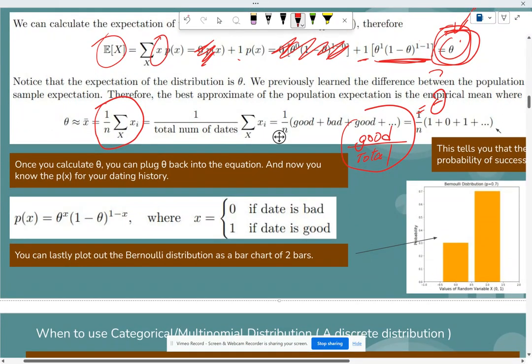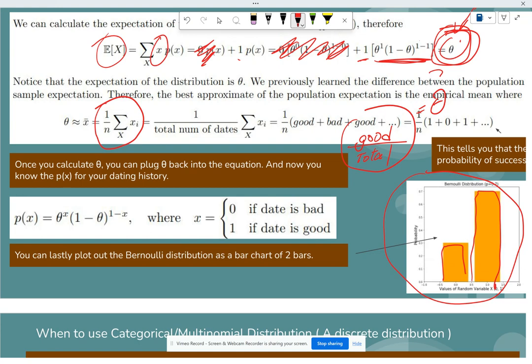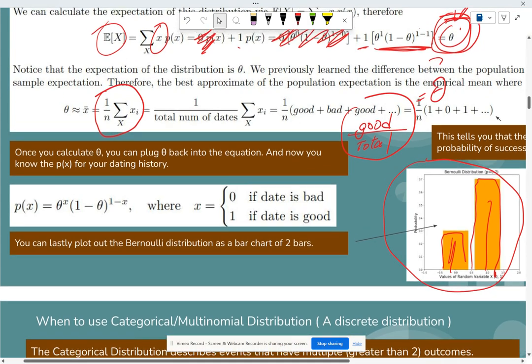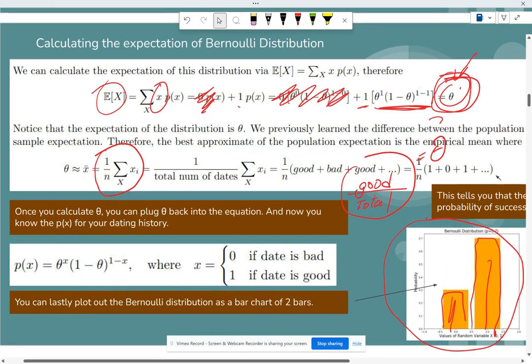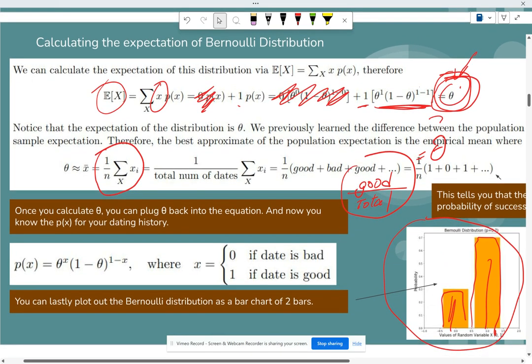And when you plot the histogram, it will look like this. So here's the number of good dates versus number of bad dates. The Bernoulli distribution only has two outcomes, so you'll see two bars in a bar chart. Okay, now that we have the Bernoulli distribution, which is only for two possibilities.